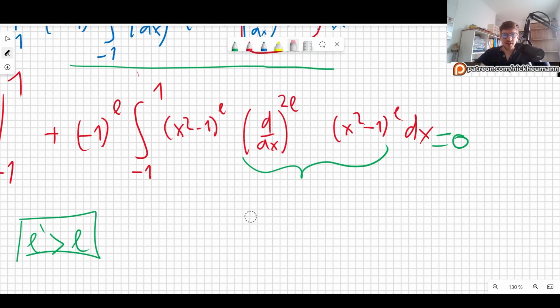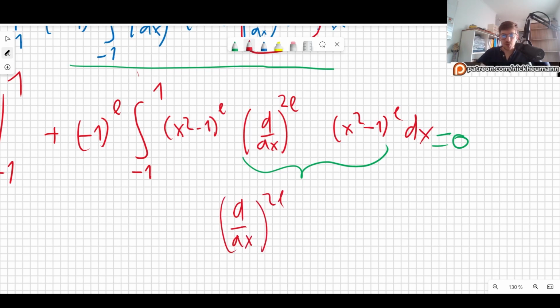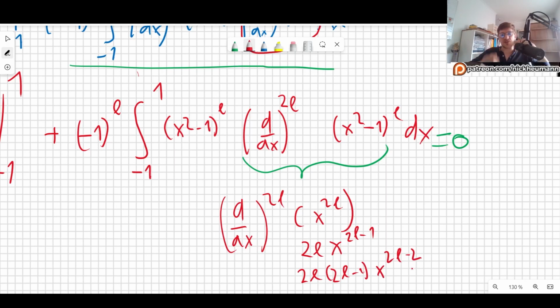So what is now that expression? What is that derivative? Now we are taking 2L derivatives of something of order x to the 2L. If we take one derivative, we get 2L x to the 2L minus 1. If we take two derivatives, we get 2L, 2L minus 1, x to the 2L minus 2, and so on.